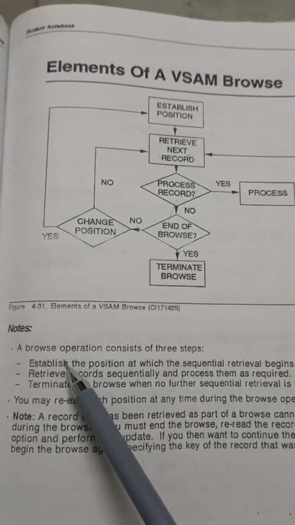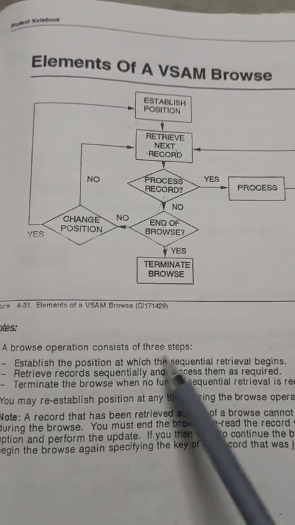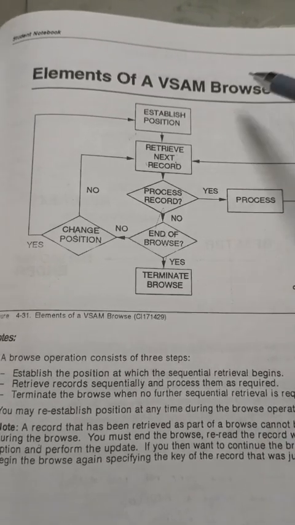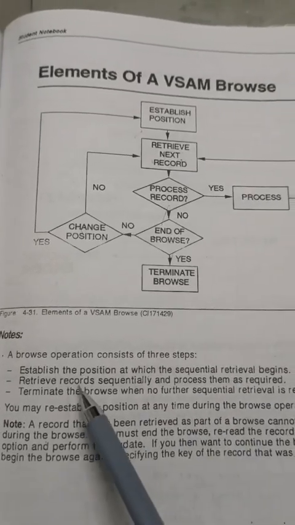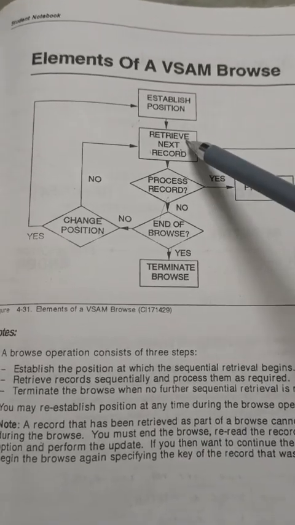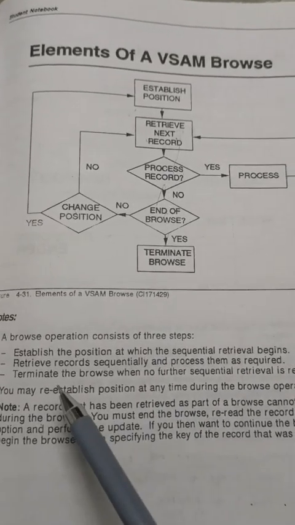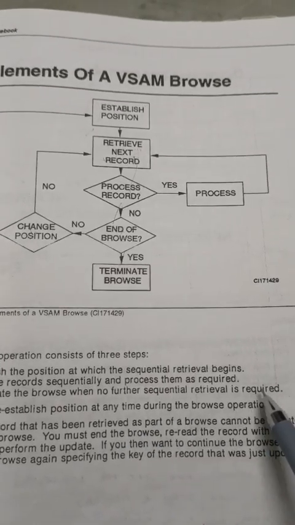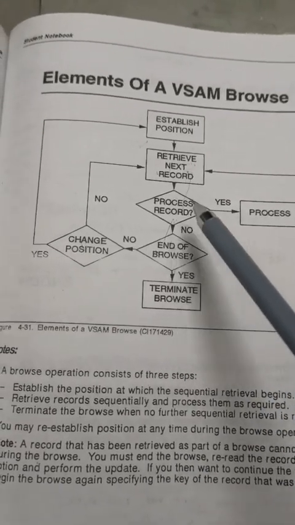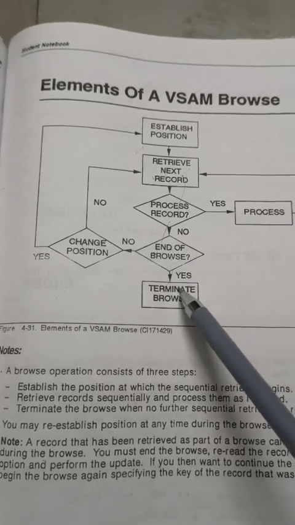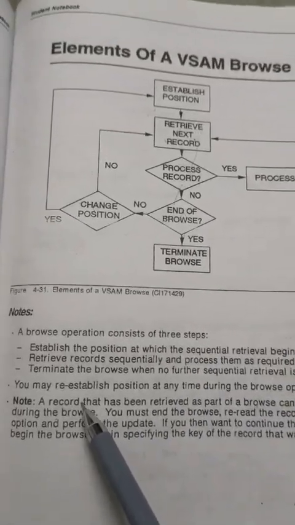A browse operation consists of 3 steps. Establish the position at which the sequential retrieval begins. Then retrieve records sequentially and process them as required. Then terminate the browse whenever no further sequential retrieval is required, meaning terminate whenever you don't want to process any more records; yes means terminate the browse.